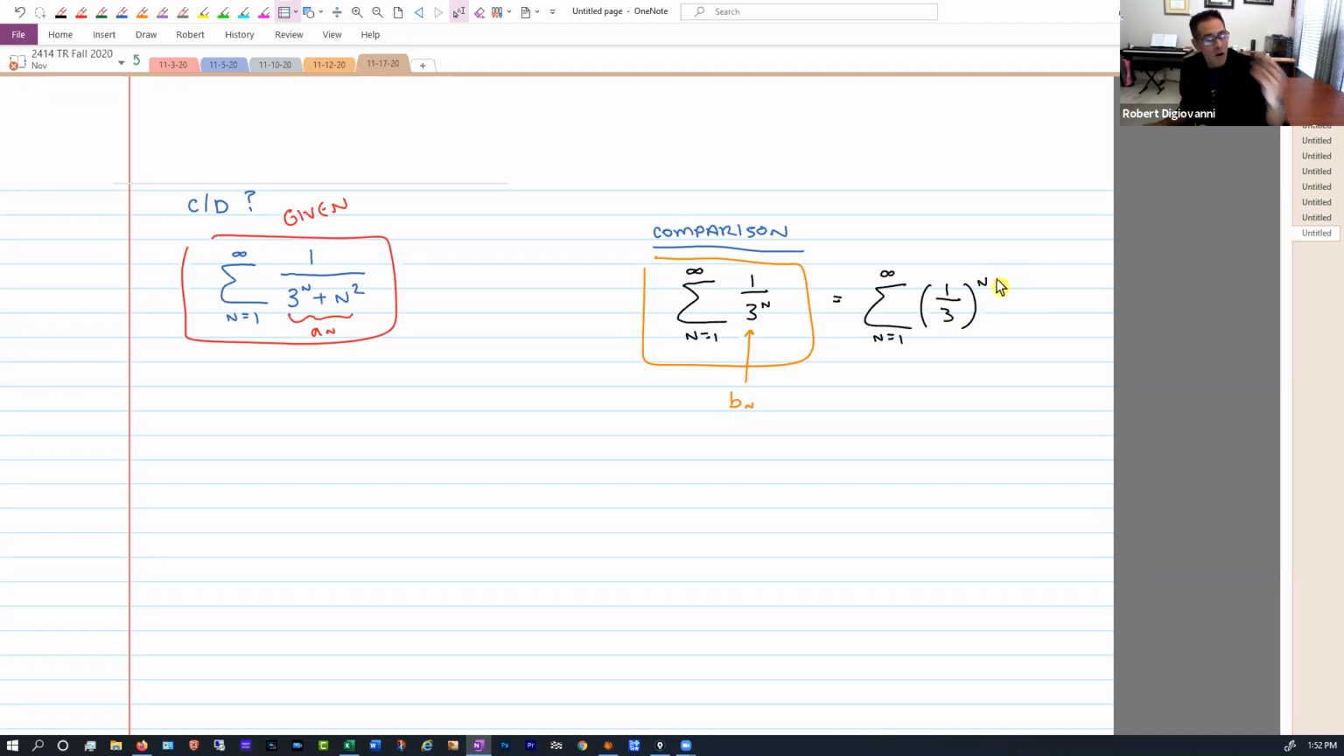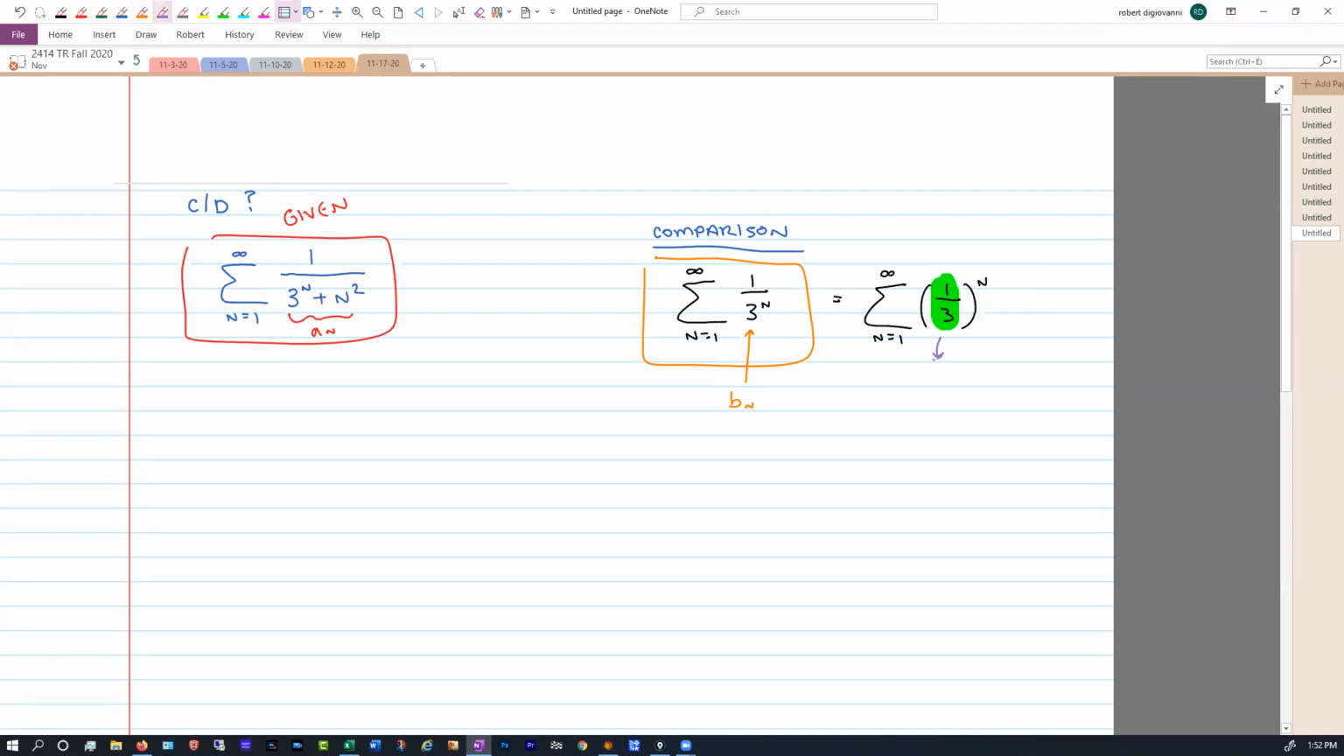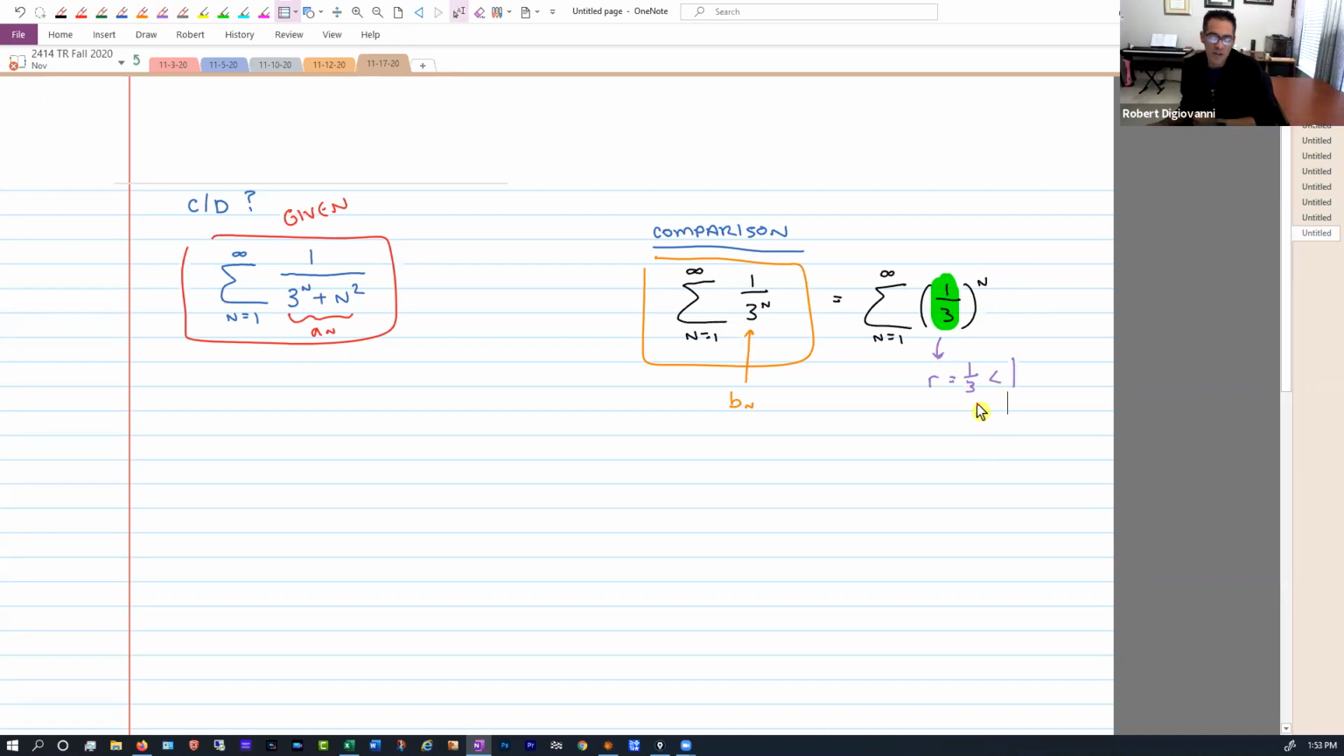I'm not going to. All I really need to know is whether or not that number right there is what? Less than 1. Okay, so r for us would be 1/3, and that is less than 1. And what do geometric series do when the r value is less than 1? Converge. It converges.